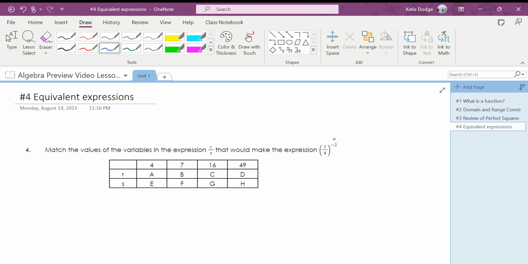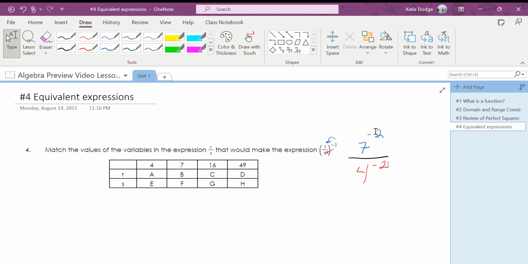We learned in class that if there is a base which has a fraction like 7/4, we're allowed to share this exponent to both the top and bottom values. So starting with my numerator, I'm going to get 7 to the power of negative 2 over, now we go to our denominator, we're going to share that exponent as well, so that's 4 to the power of negative 2. So that was the first property that we applied.